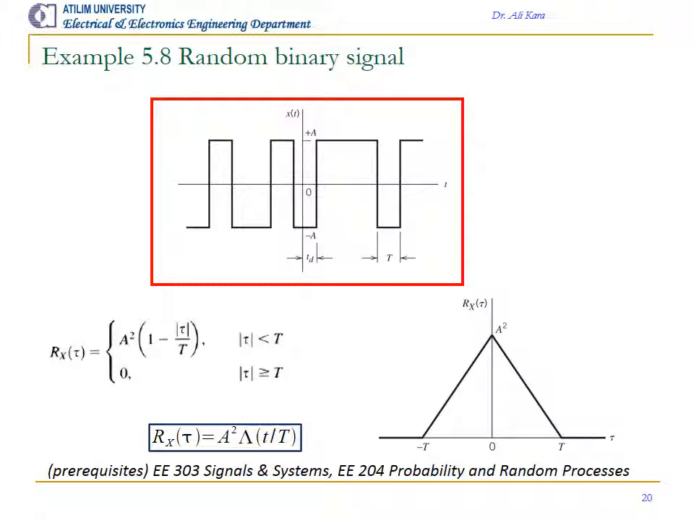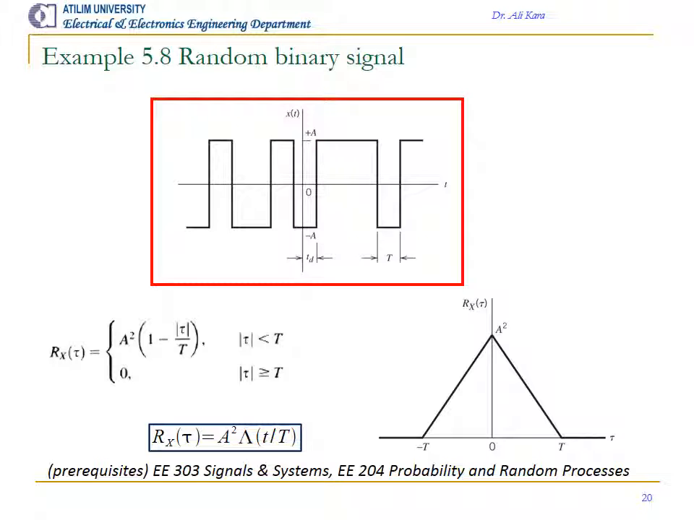Following is an unsynchronized random binary signal with pulse duration T. It is not synchronized, so the starting time of the first complete pulse in the positive time axis is equally likely to be anywhere between 0 and T. This time delay is represented as t_d. D is a random variable distributed uniformly between 0 and T.